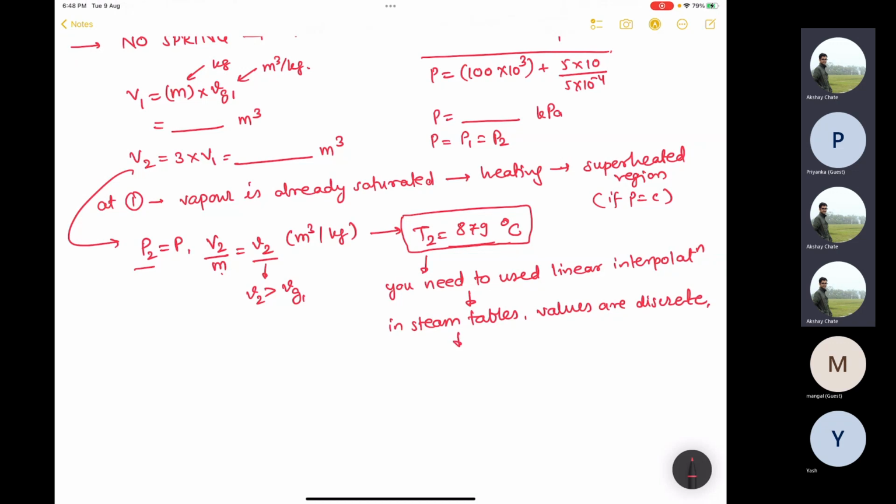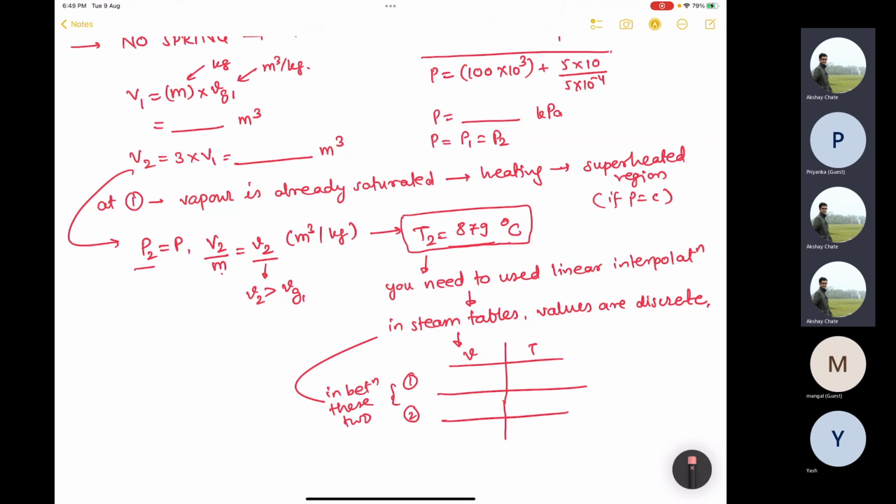So let's say in the steam table, if you see a specific volume versus temperature plot, at point 1 it will be a certain value, for point 2 it will be a certain value, and so on. But if you need something in between these two, then you need to do the linear interpolation. I hope everyone knows what linear interpolation is.